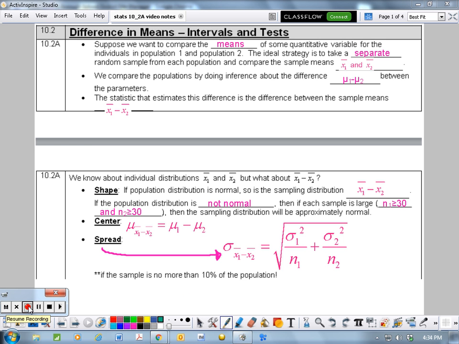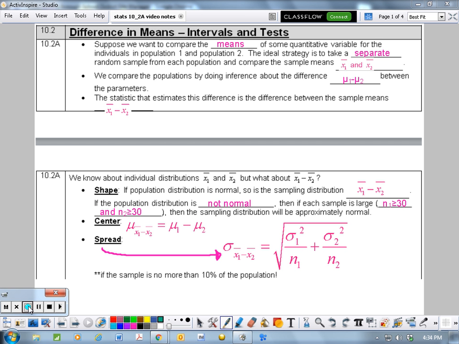Okay, so now we're back, and now we're in section 10.2. So now we're going to be looking at the difference of means, and we're going to be looking at intervals and tests. And the first thing we're going to start with is the sampling distributions that we're going to be looking at.